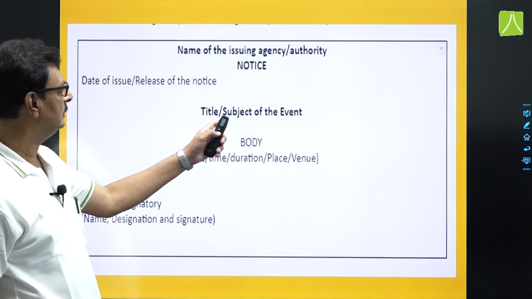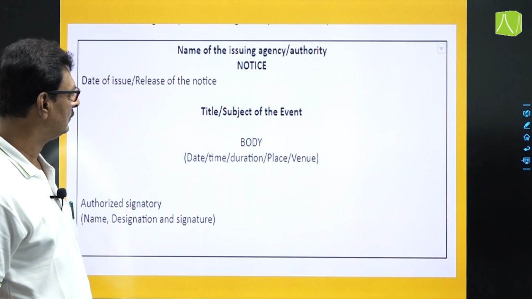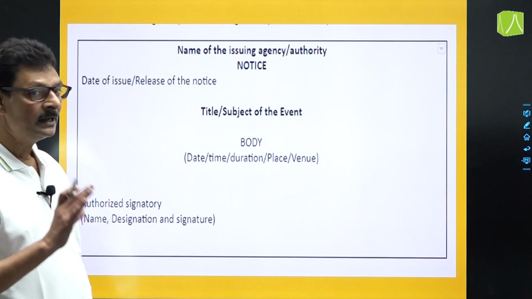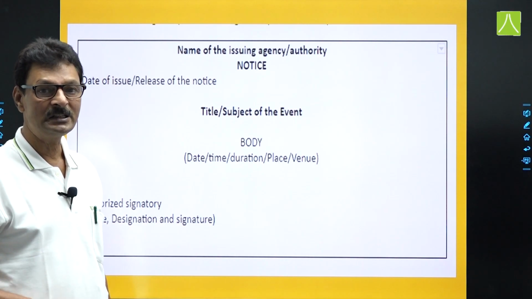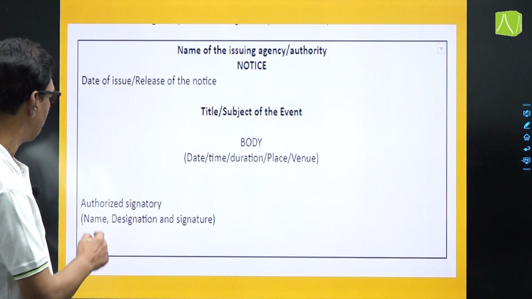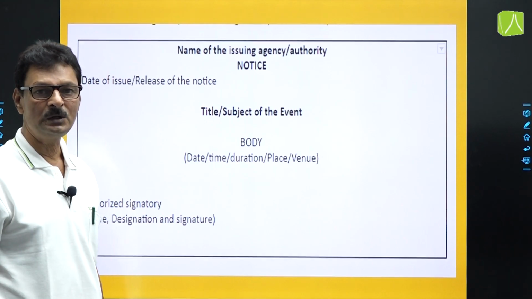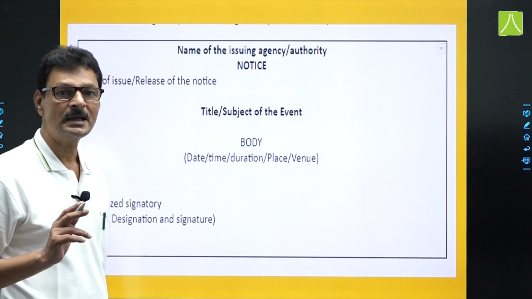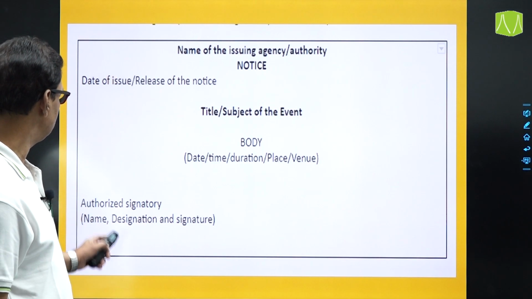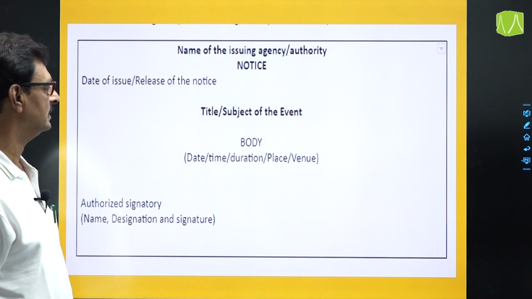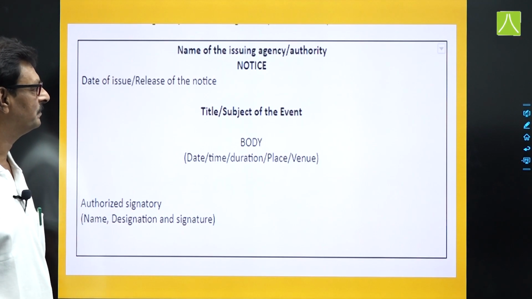After that, below that, without leaving a line, write the heading, title or the subject. After this, you can leave a line and then lay out the notice in a legible, clear, attractive way, mentioning the date, time, venue. Finally, the authorized signatory, that is the name of the person who is putting up the notice. Please do not sign the notice, and just below it will be the designation of the person. So, you just have to write the name and the designation. I hope the things are crystal clear in the mind of my friends.